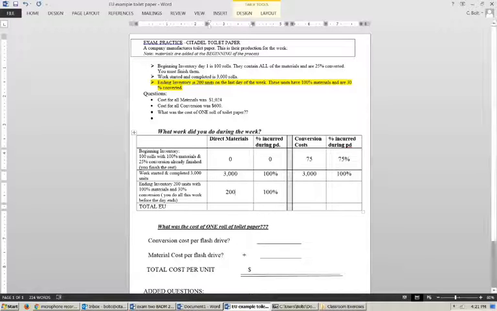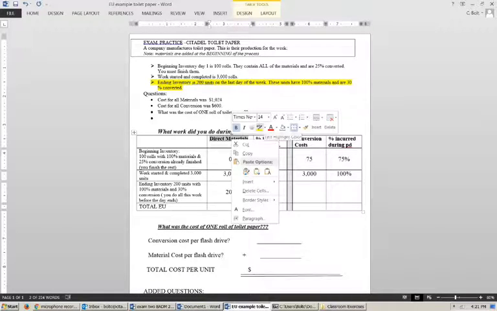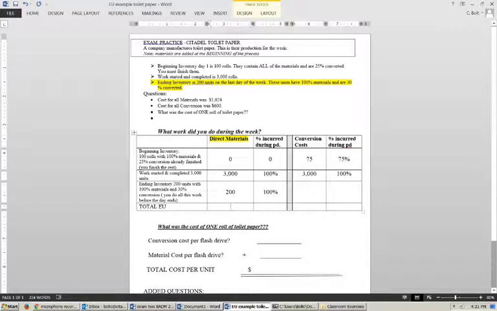So we can go ahead and calculate what's going on in our direct materials area right now. And what we've got is that we have done the equivalent of 3,200 units in materials for the production of these rolls of toilet paper. A little bit more complicated.